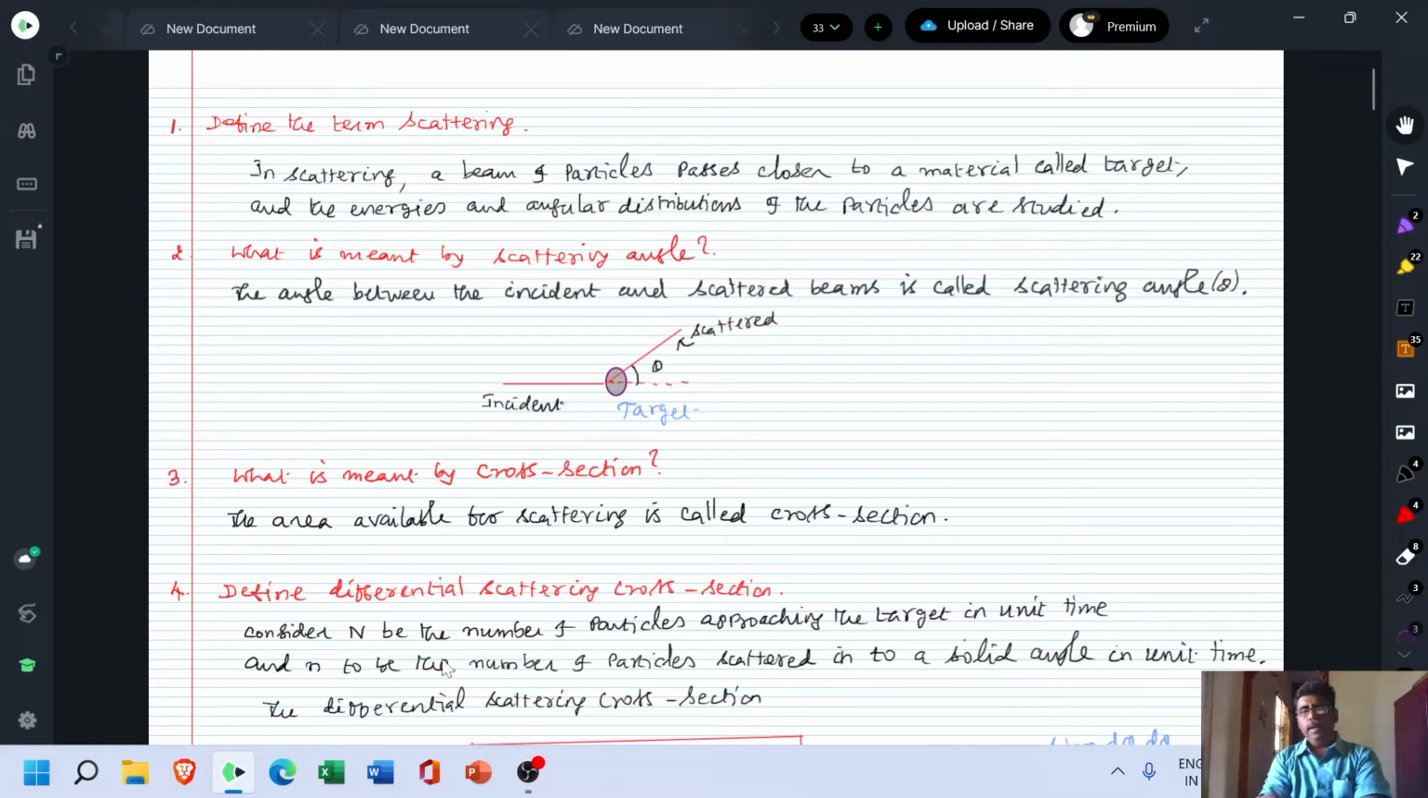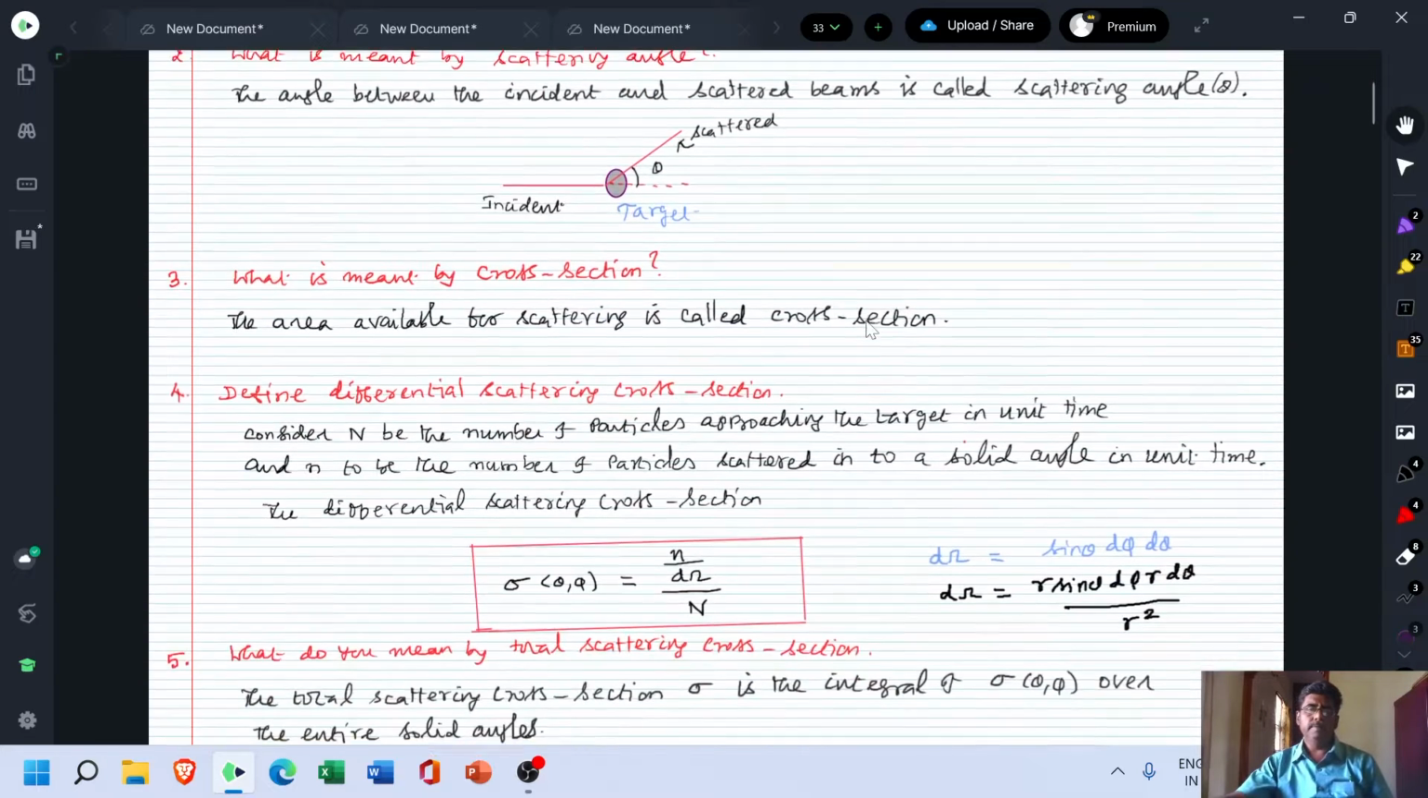In scattering, a beam of particles passes close to a material called the target, and the energies and angular distributions of the particles are studied in the scattering process. What is meant by scattering angle? The angle between the incident and scattered beam is called the scattering angle.